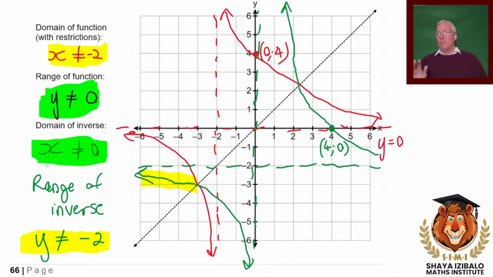And it makes sense because our inputs have become outputs and our outputs have become inputs. So the domain of the function becomes the range of the inverse. The range of the function becomes the domain of the inverse. That's quite a messy one to draw.